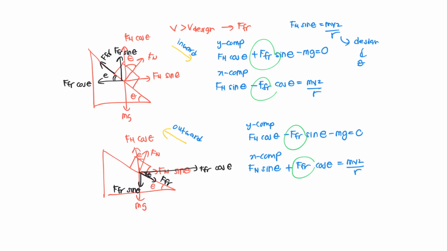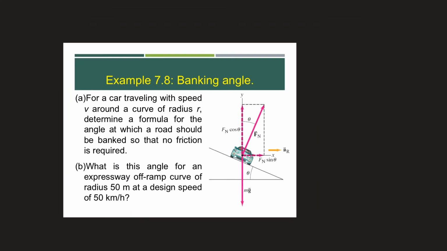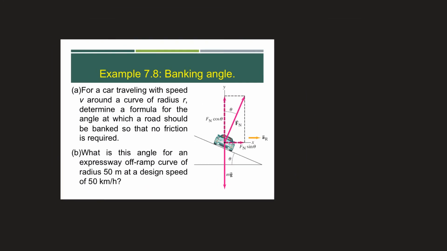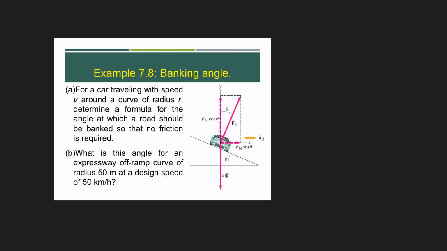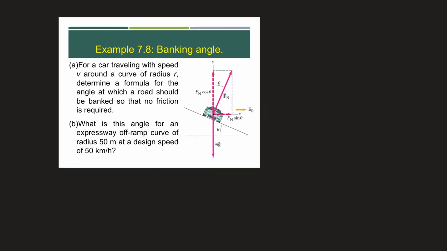Okay, so this is the question. The last question in the slide. For the car traveling with the speed v around the curve of radius r, determine the formula for the angle at which the road should be banked so that no friction is required. So that means this one you don't have to draw the frictional force. Okay, so I'm going to draw it for you, even though the question already gave it to you.